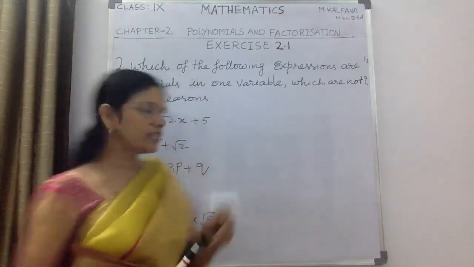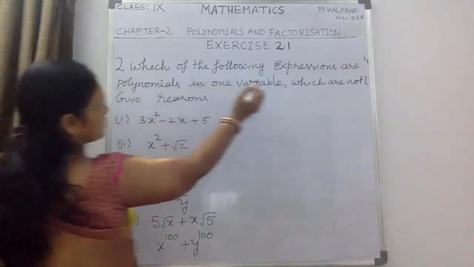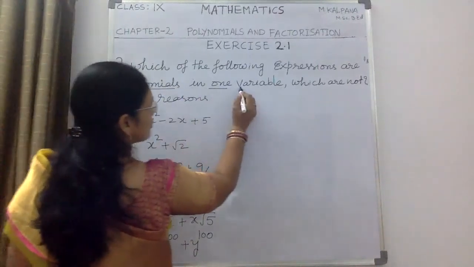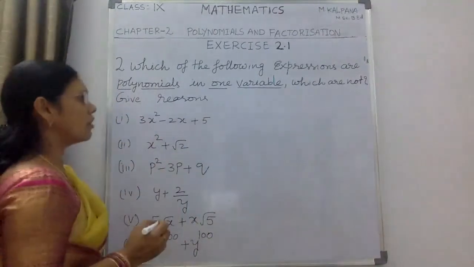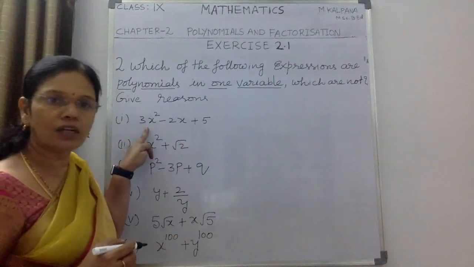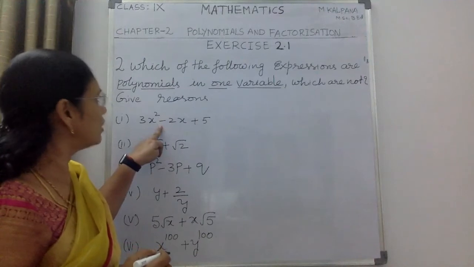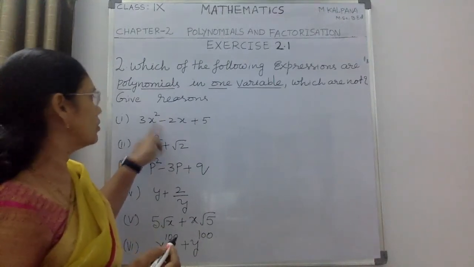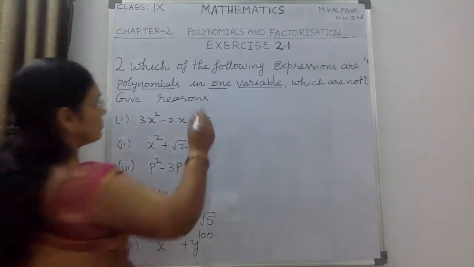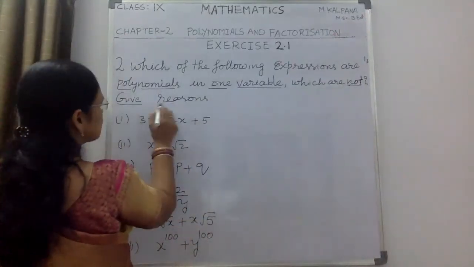This is the second question in exercise 2.1. So what is the question? Which of the following expressions are polynomials in one variable? So we have to check all expressions individually whether the expressions are polynomials or not, and if it is a polynomial in one variable or more than one variable. So let us see all the expressions and which of them are polynomials in one variable and which are not. We have to specify the reasons also.